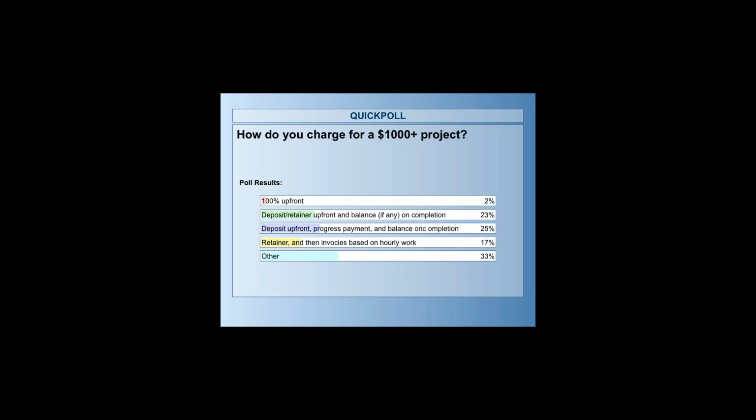The other technique for charging 100% up front is when people start barking about pricing, just say, look, I can give you whatever, $100 off if you pay up front. So you can actually use that as a bait and also really help your cash flow.